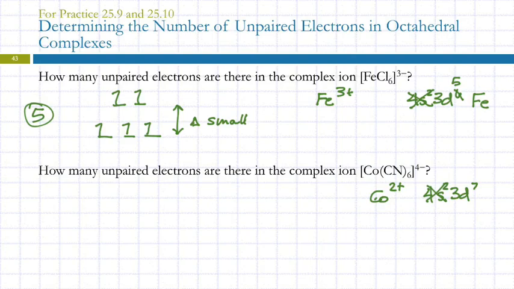Then we have to ask ourselves, cyanide, strong field or weak field ligand? It's a strong field ligand. So here, this difference is large. So when we put our 7 electrons in here, 1, 2, 3, the next one says, I don't want to pay that big energy difference. 4, 5, 6. The 7th one has no choice, has to go up there. How many unpaired electrons? 1. Any questions?